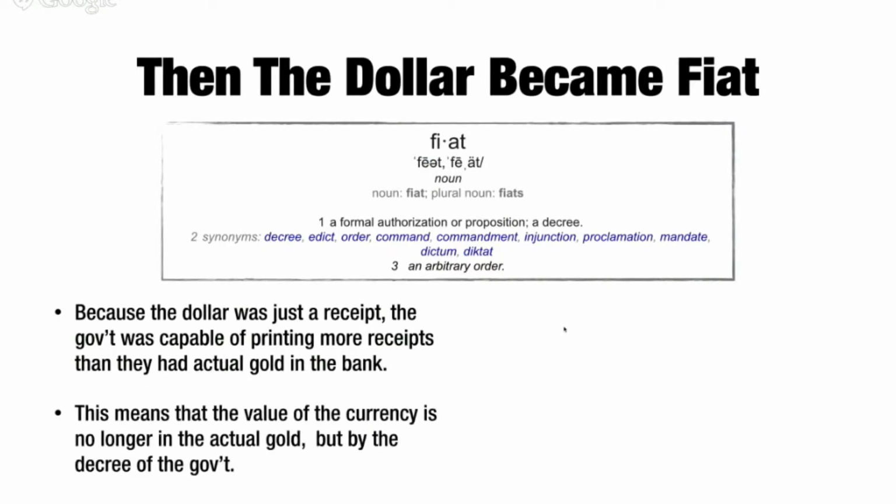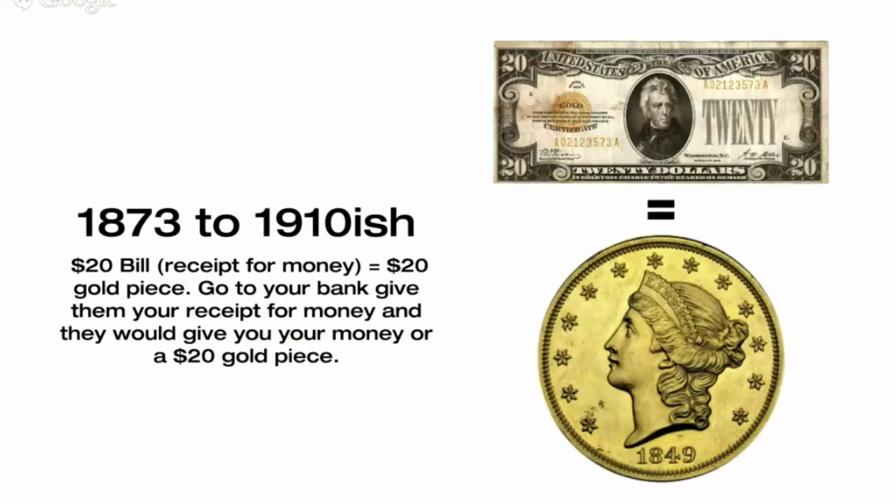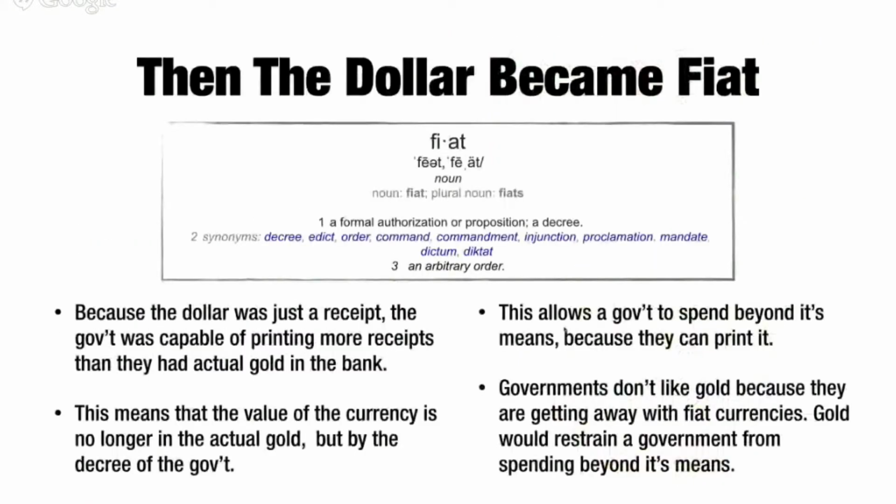So this means the value of the currency is no longer the actual gold, but by decree of the government, which basically allows the government to spend beyond its means because they can print, quote unquote, money, or at this point it's currency. Governments don't like gold because they're getting away with fiat currencies, right? Gold, a sound money system, would restrain a government from spending beyond its means. And how terrible would that be? I mean, to actually be fiscally responsible.